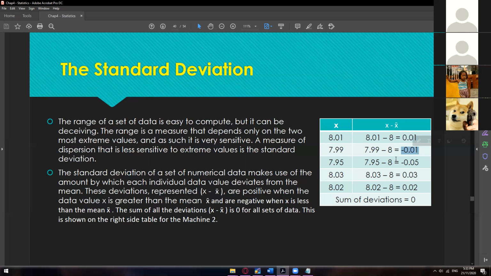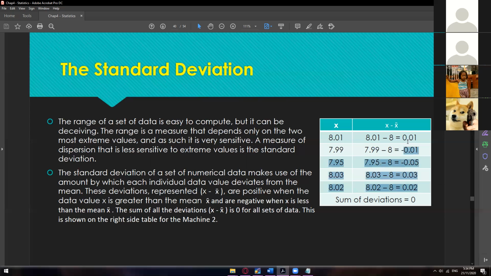It lacks, okay, negative 0.01, which is unnoticeable. The other one is negative 0.05, which is still good since it's still less than 1. As long as it's less than 1, 0.99 and below, it is still good, right? So it's still considered an okay product. But of course, the lesser the deviation, the better. The other ones are 0.03 and then 0.02.